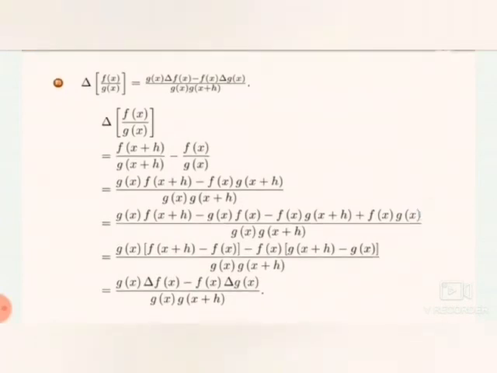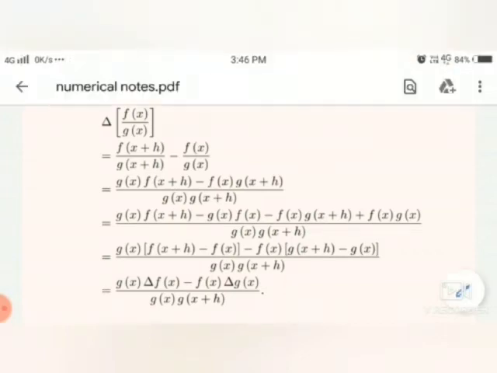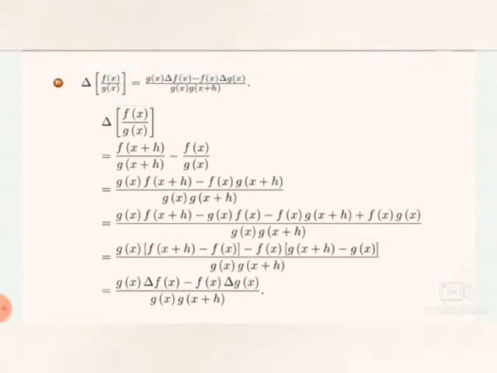And see, del of f of x divided by g of x equals g of x del f of x minus f of x del g of x, divided by g of x into g of x plus h. And how to prove this? See, you have to write the formula for this. You have to consider f of x divided by g of x as a single function and apply the formula there. So f of x plus h divided by g of x plus h, minus f of x divided by g of x. The single fraction is like a single function.